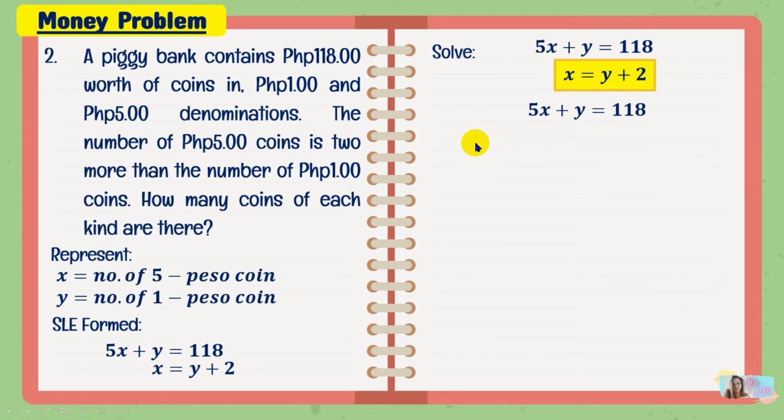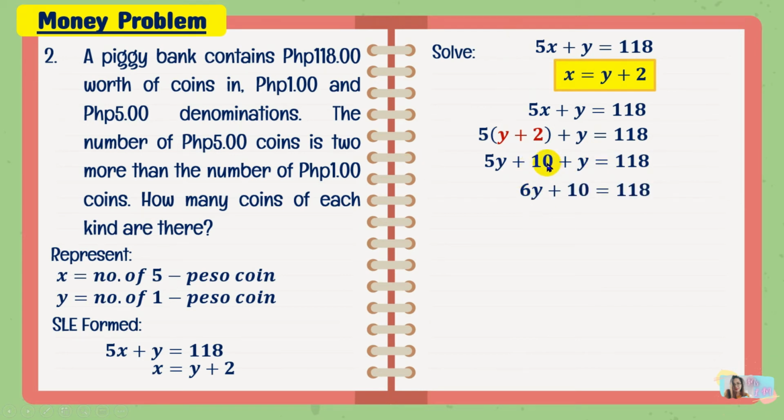So magkakaroon tayo ng 5 times the quantity of y plus 2 plus y is equals to 118. 5 times y is 5y. 5 times 2 is 10 plus y is equals to 118. 5y plus y, that will be 6y. And then additive inverse of positive 10, that will be negative 10. 6y will be equals to 108. And divide both sides by 6, magkakaroon tayo ng y is equals to 18.